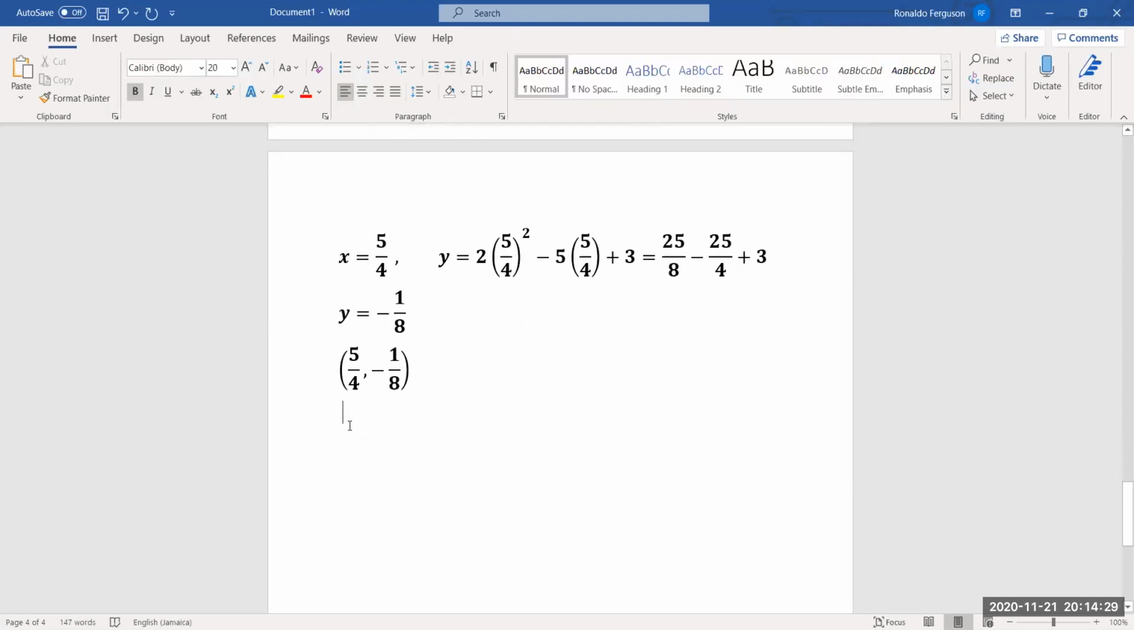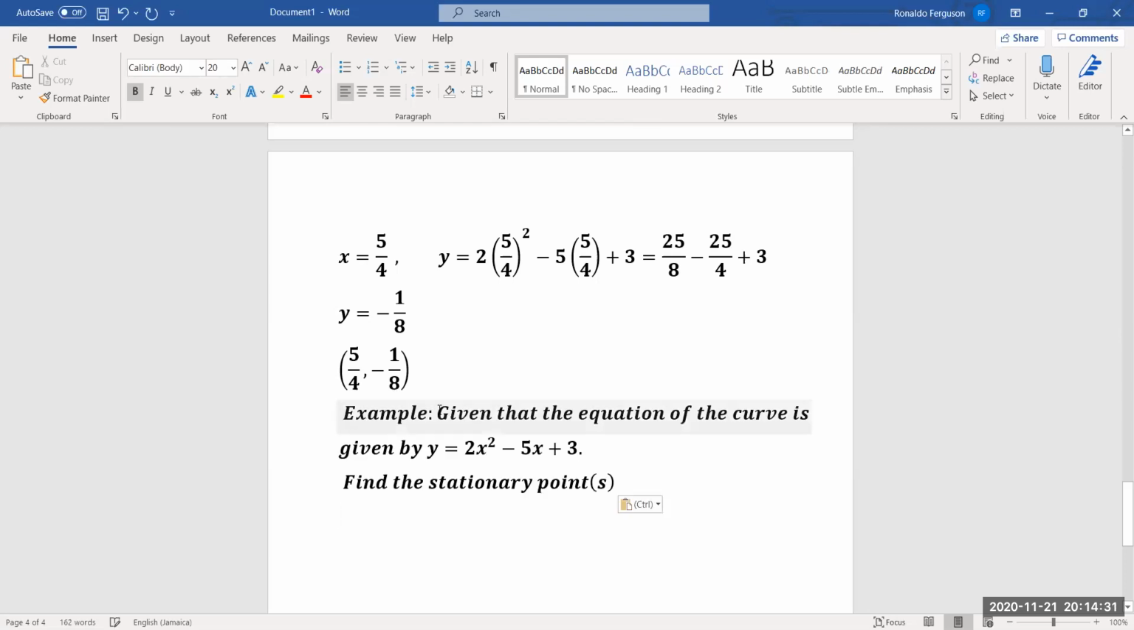So let's say I ask you this now. Given that the curve is y equals x cubed minus 6x squared plus 6, I ask you to find the stationary points. How do you find the stationary points?